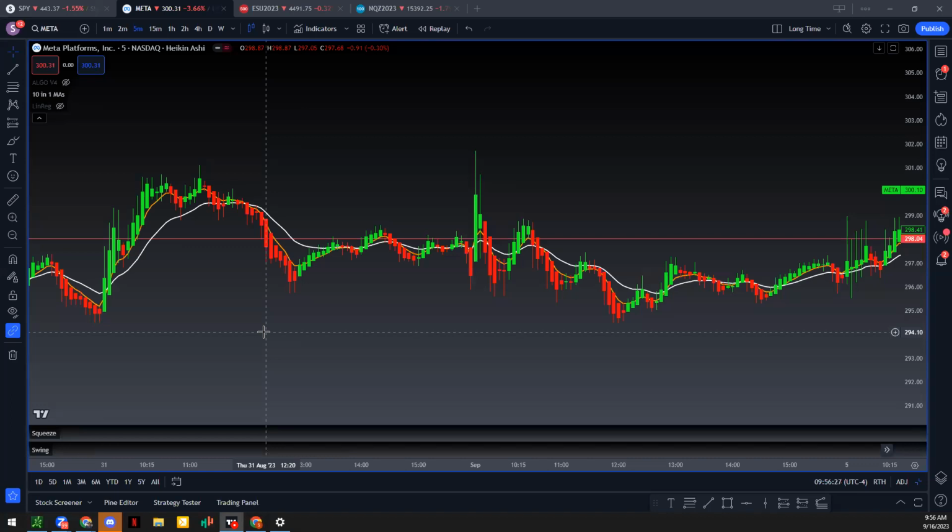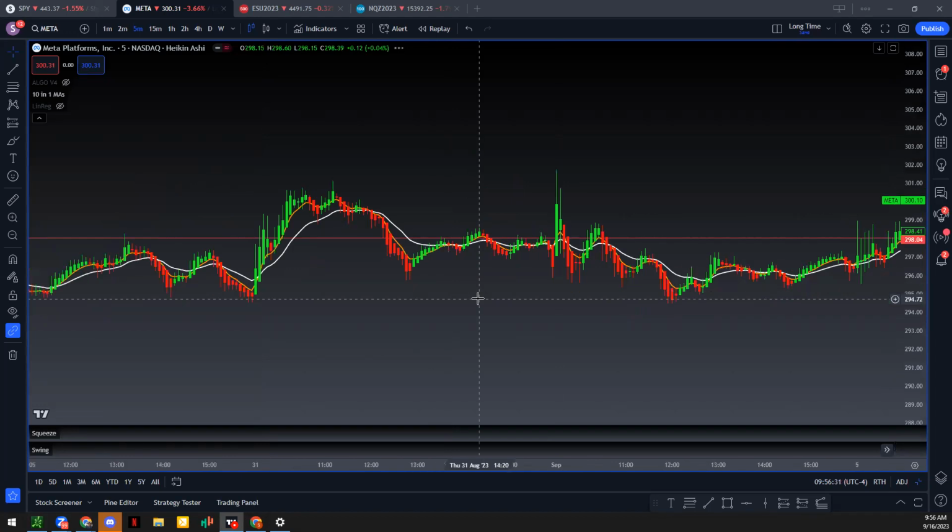I wish I had more time to rock with y'all with this one, because when you add this with multiple time frames, your support and resistance and all that other stuff, oh man.